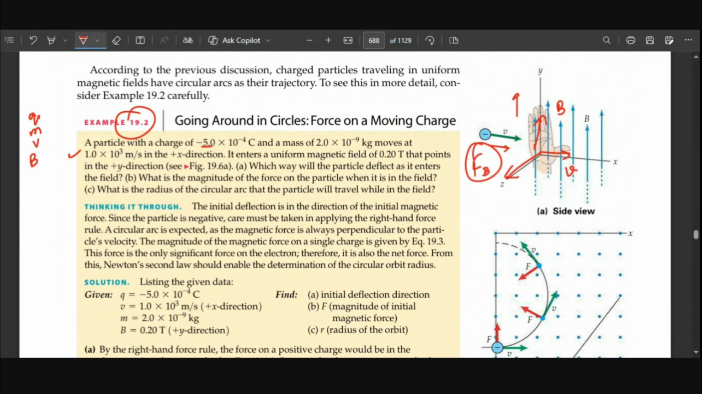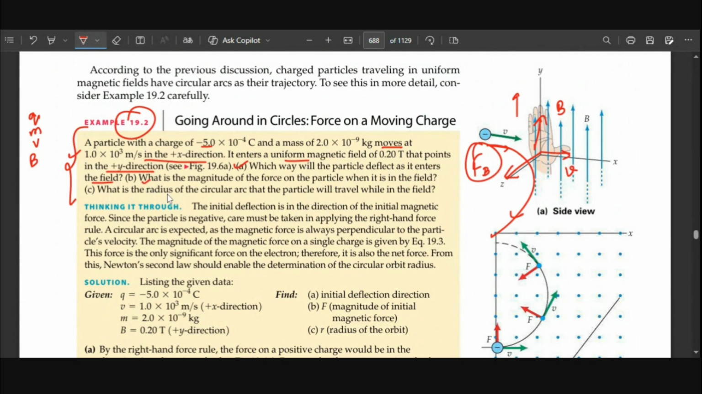Is there positive v also? Yes, it is given. V is in positive x direction. See the question. Mass moves in the direction positive x, uniform magnetic field in the positive y direction. First part says, what is the direction of deflection? The direction of displacement will be positive z. So it will go like that.